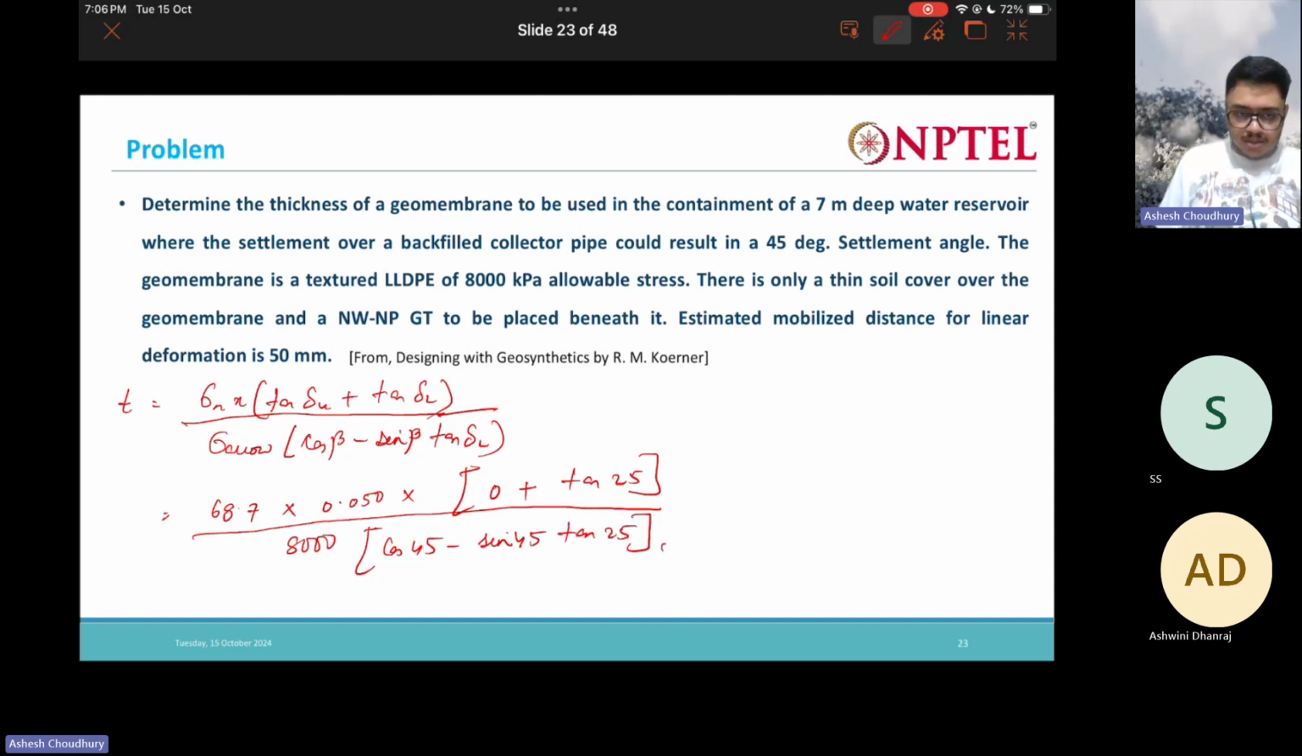Okay, alright. I hope you are able to understand. Directly just put the values when you get 3 meter. Okay, so this is the required thickness of the geomembrane that we have to have. Alright.